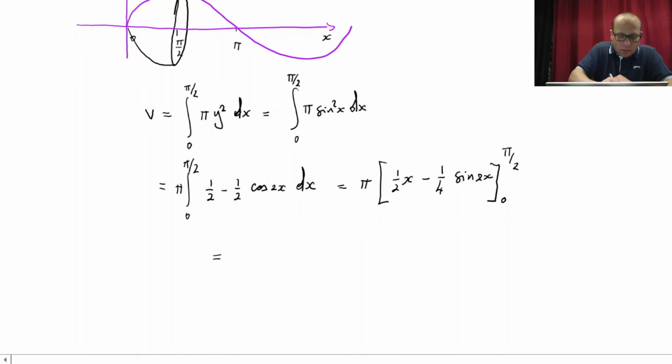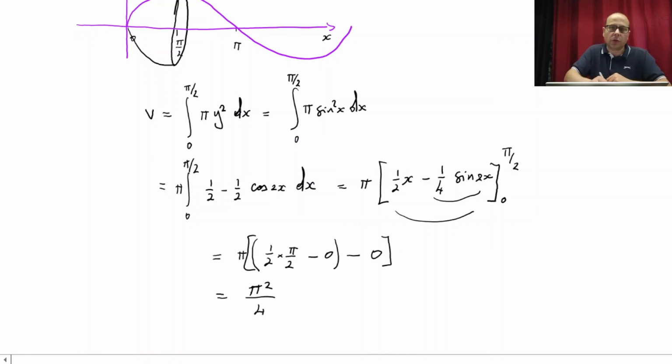Substituting, that's equal to pi times half times pi by 2 minus sine of pi, which is 0. So the whole term is 0. Minus, substituting 0 instead of x, that's again 0. So that's just equal to pi squared over 4 cubic units.